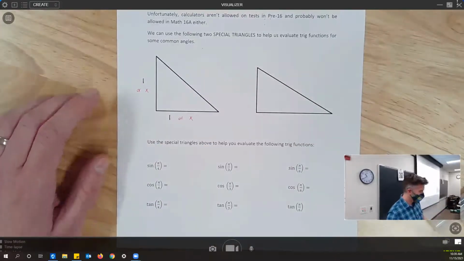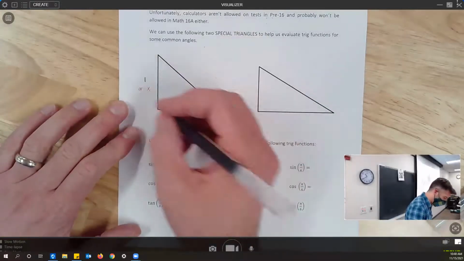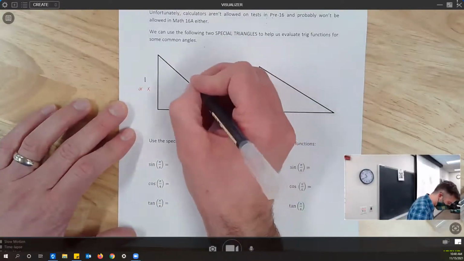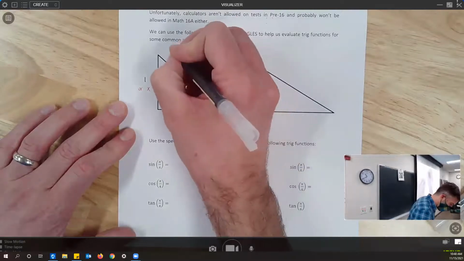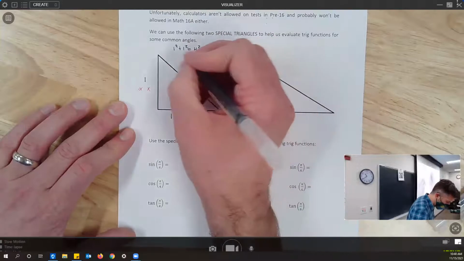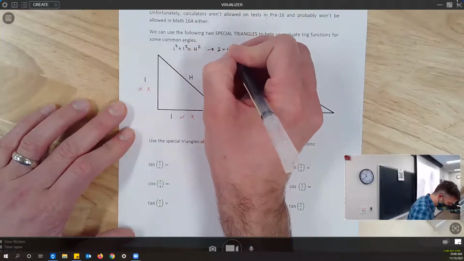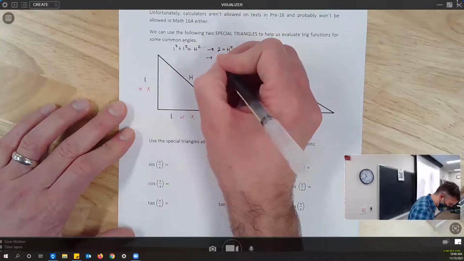And if I want to find this third side, I'm going to use the Pythagorean theorem. So I'm going to say they're 1. I'm going to say this side is the hypotenuse. And 1 squared plus 1 squared equals the hypotenuse squared. Well, that's 2 on the left. So 2 is the hypotenuse squared, which means the hypotenuse is the square root of 2.